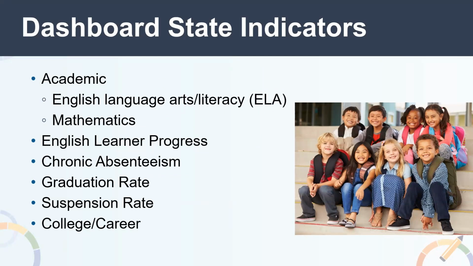The dashboard displays performance through 6 state measures. They are academic performance, which includes measures for both English language arts and literacy, or ELA, and mathematics, English learner progress, chronic absenteeism, graduation rate, suspension rate, and college career measures. The college career measure is reported as a status-only indicator on the 2023 dashboard.